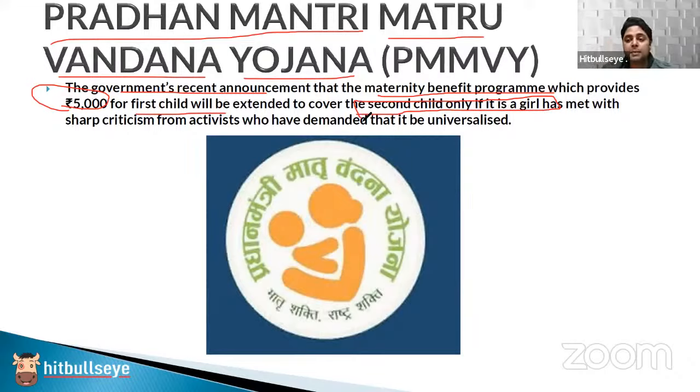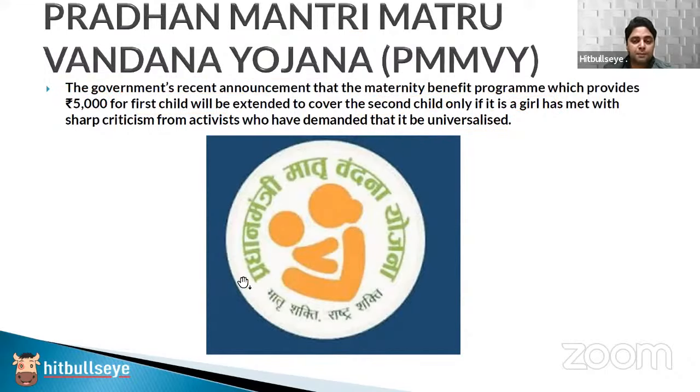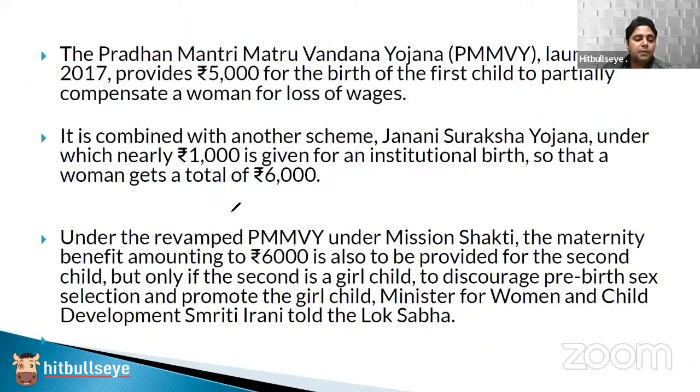The opposition parties are demanding that it should not be granted only if it is a girl child. It should also be granted if it's a male child. So it should be universalized and should not be selectivized. That is what is generating a bit of controversy here. The scheme was launched in 2017 by the central government, and it provides 5,000 for the birth of the first child to partially compensate a woman for loss of wages.